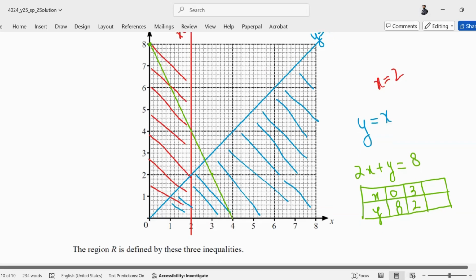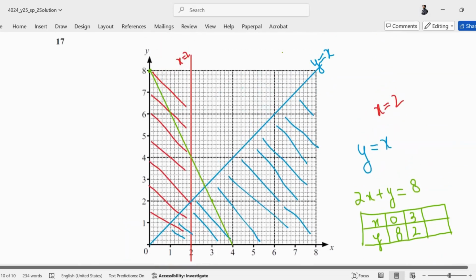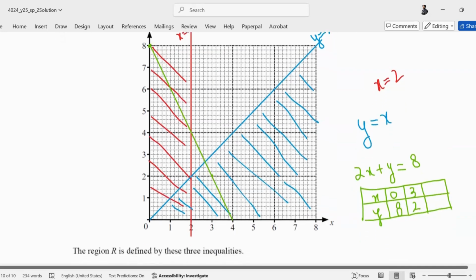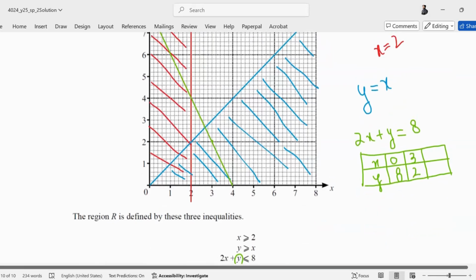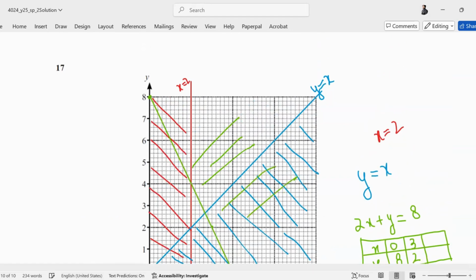Now we are focused on the positive y. Again, on this line, 2x plus y is equal to 8. Above this line, 2x plus y will be greater than or equal to 8, and below this line, 2x plus y will be less than or equal to 8. So I need the region 2x plus y is less than or equal to 8. So I'll be shading the region above this line, which is unwanted. I'll eventually automatically end up with the required region once I've shaded all the unwanted parts.